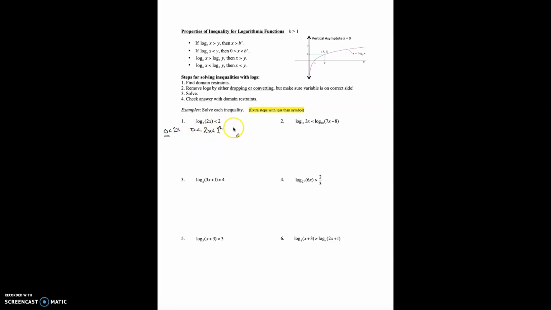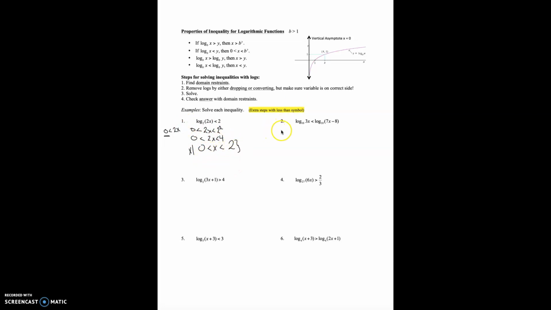So now I have a compound inequality. I know 2 to the second is 4. And then when I solve it, I get 0 is less than x, which is less than 2. And I can put that in set builder notation there. So my x value for this inequality has to be 0 is less than x, which is less than 2.